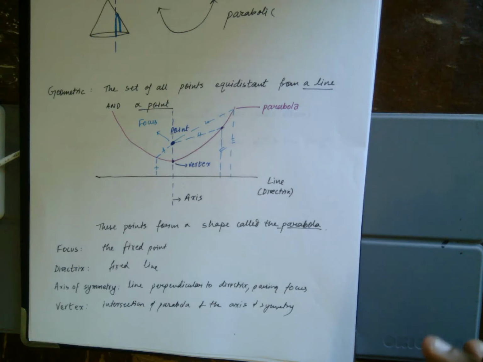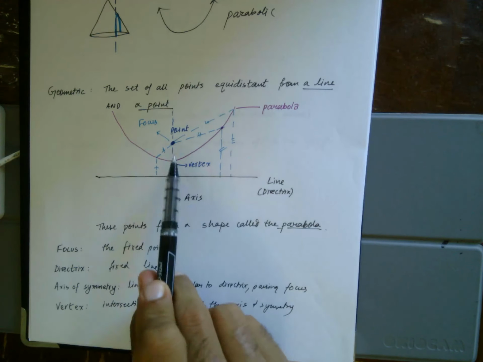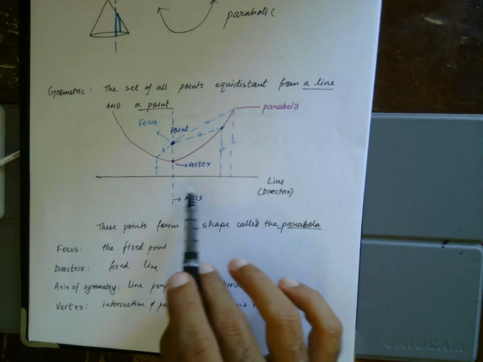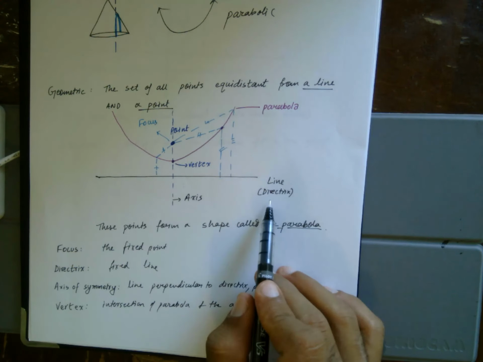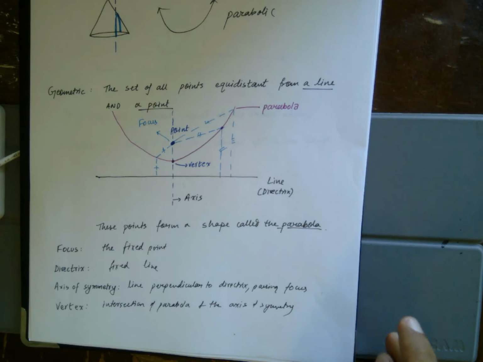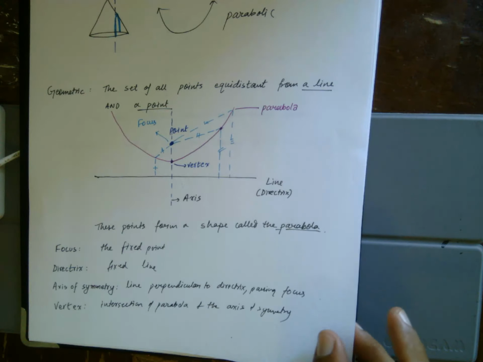So the new words here are focus and directrix. Later on we look at an example as to why we call this point the focus. Directrix is just saying that... I don't actually know why it's called directrix. It's something you can look up. So those are some of the important terms.